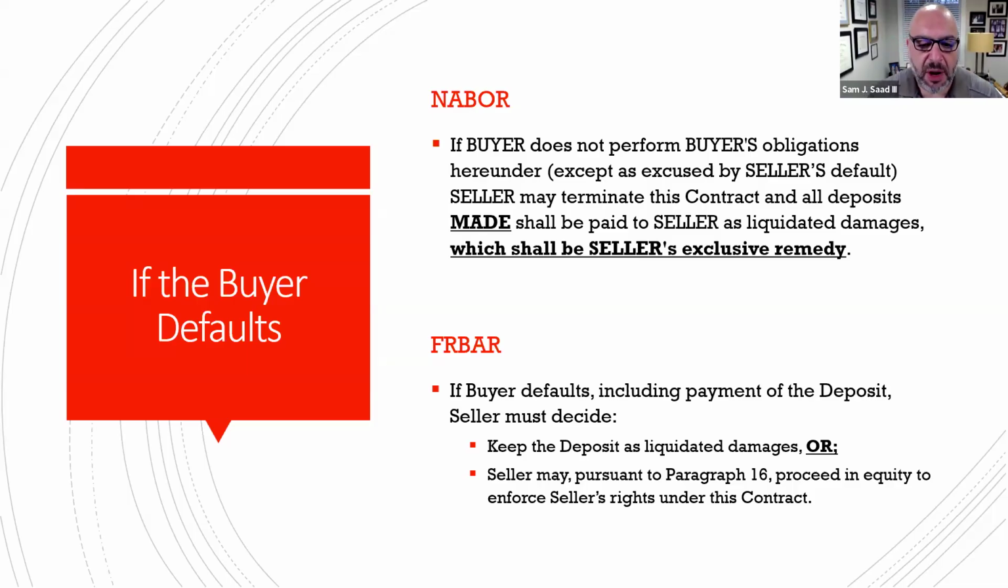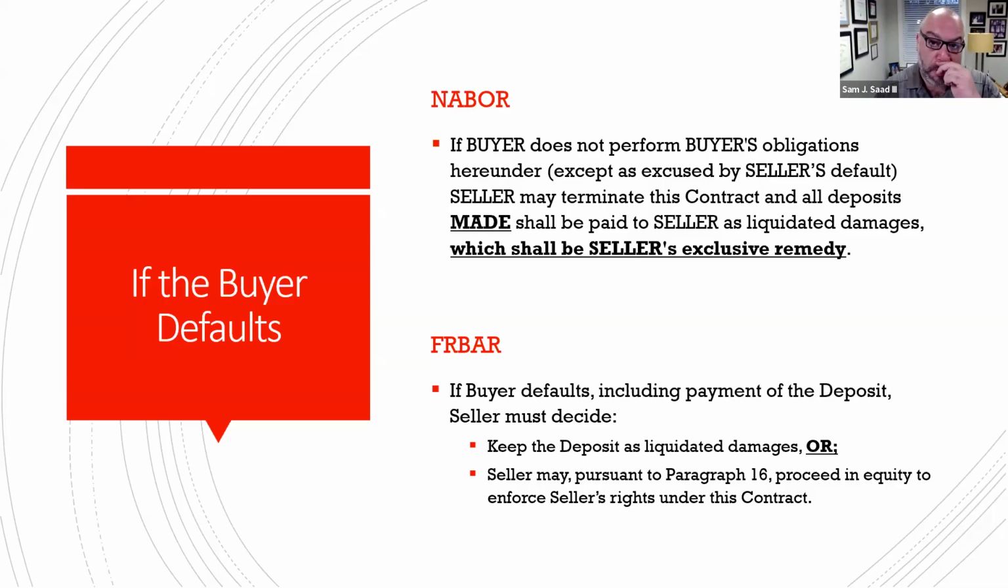then the seller can say, well, you defaulted if they did something else wrong, and the deposit should come to me. FARBAR takes a little different approach. If the buyer defaults, including on the payment of the deposit, then the seller can keep the deposit as liquidated damages, or they can sue the buyer for specific performance or regular damages.